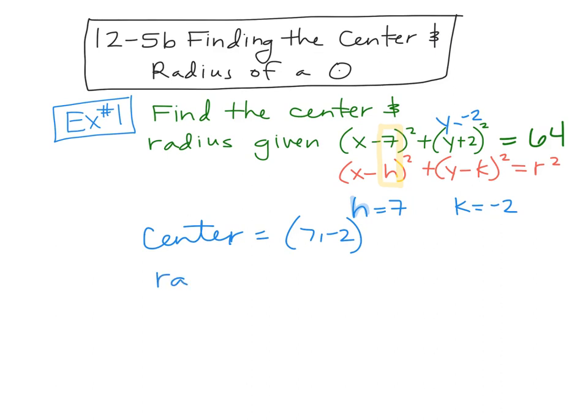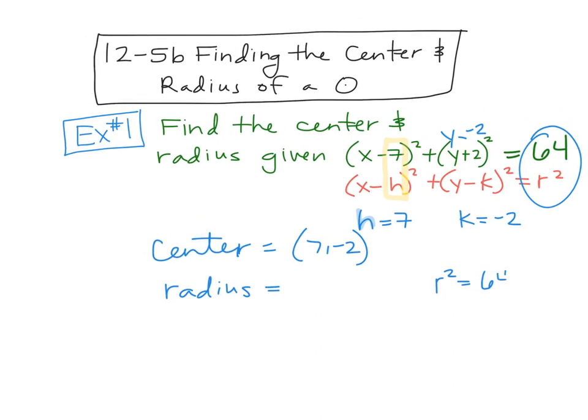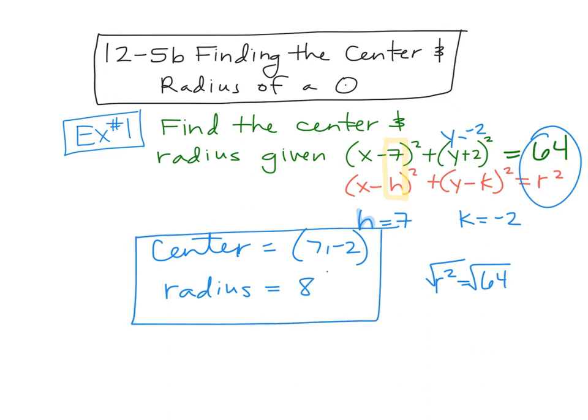And then what's your radius? 8. The radius is 8 because this is r squared, right? So if r squared is 64, then you need to square root that, and you get a radius of 8. So your center is 7, -2. Your radius is 8. Okay?